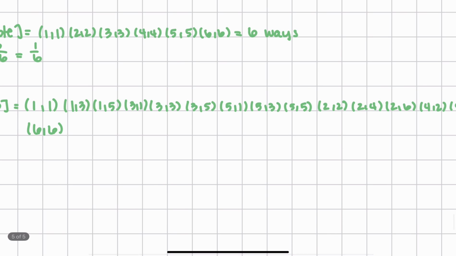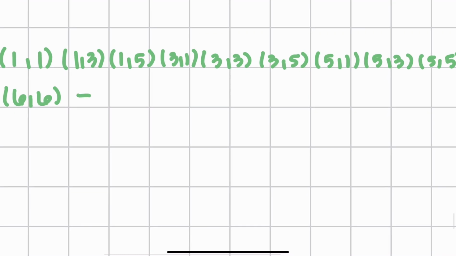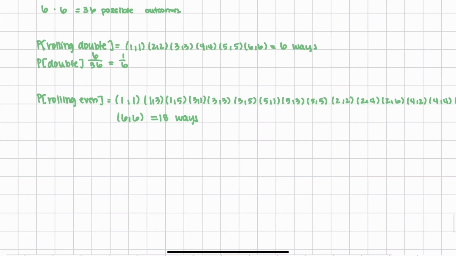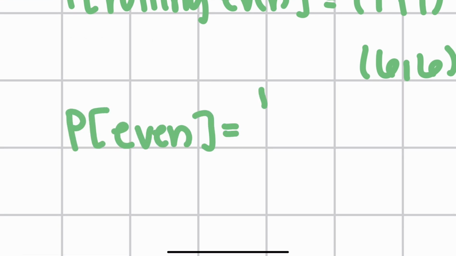This is 18 ways to roll an even number. So the probability of rolling an even number is 18 divided by 36, which equals 1/2.